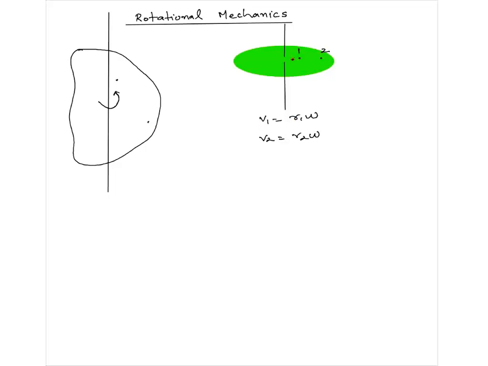Speed depends on radius. Omega is the same. If you have a motorcycle wheel and a scooter wheel and they have a common axis, this is the axis and that axis is rotating due to the engine. The engine rotates the axis and the wheel is fitted on the axis.